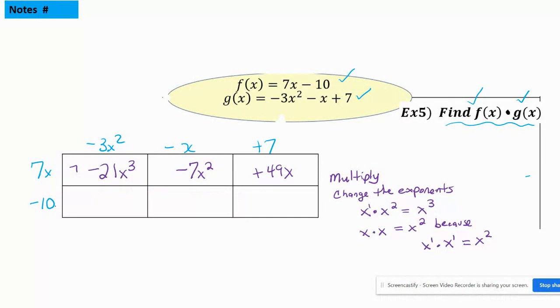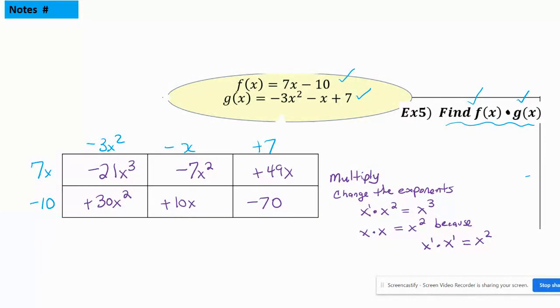Okay, now we're going to take negative 10 and multiply it up to that top blue, negative 3x squared. So negative 10 times negative 3 is positive 30x squared. And then the next one, negative 10 times negative x. Negative times negative is positive 10x. And the last one is negative 10 times positive 7. So it would be negative 70.